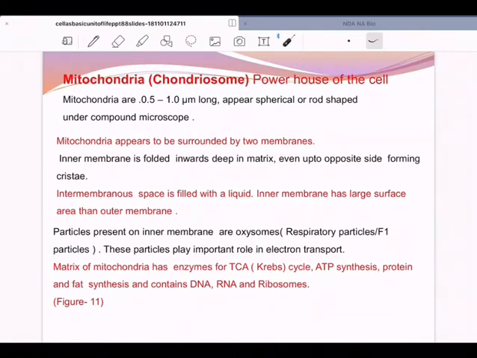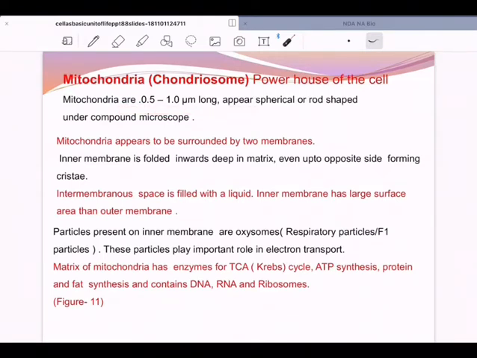Why are they called powerhouses of the cell? Because they produce ATP, energy. And we say ATP is the energy currency, like the Indian currency is rupee. Like that, the cell currency is ATP. So we say the energy currency is ATP.